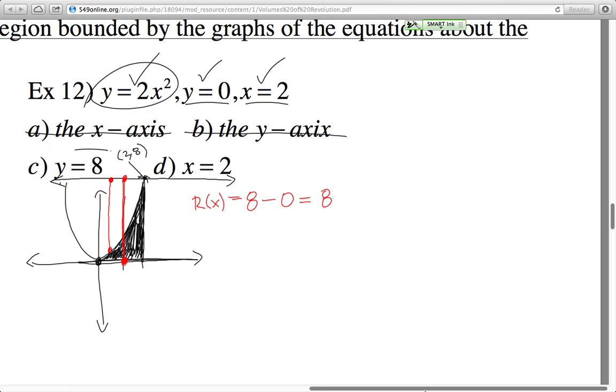By the way, look at this. The outer radius is always 8. So basically what we're getting is this whole thing. We're getting a hockey puck, but then we're carving out the white out of the hockey puck.